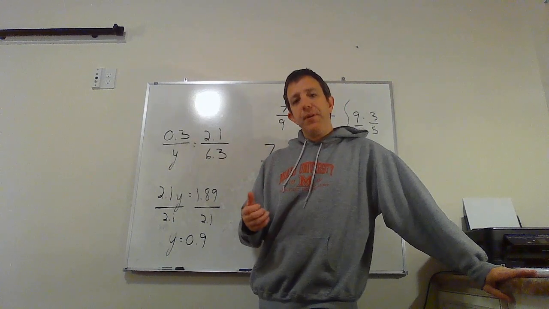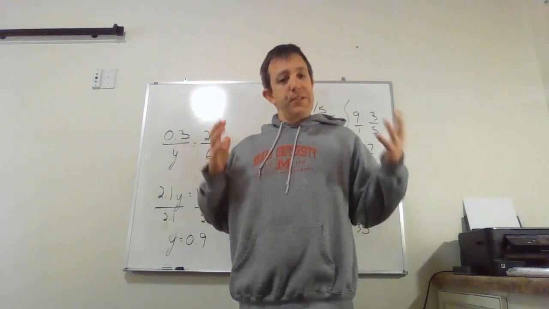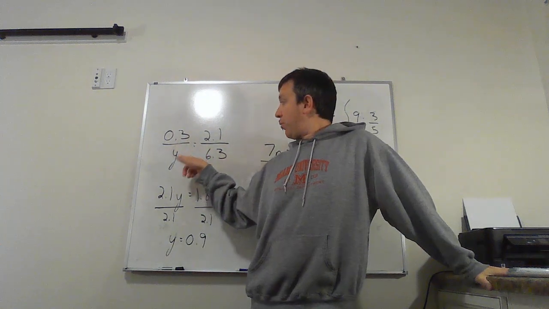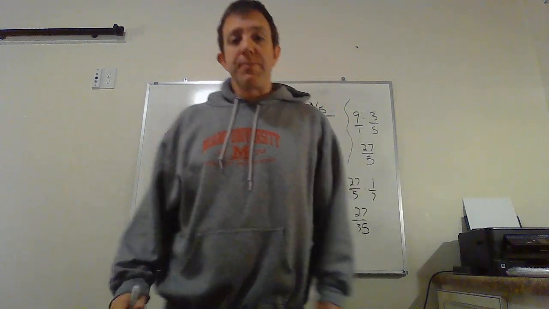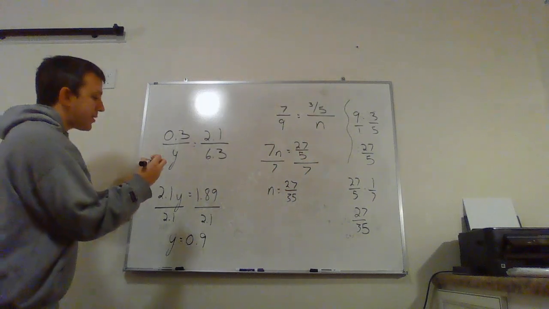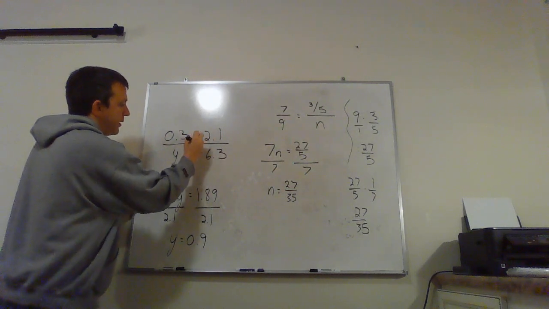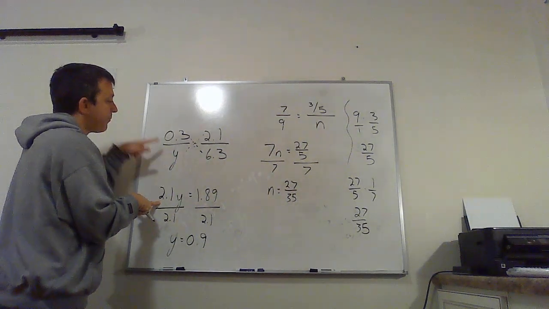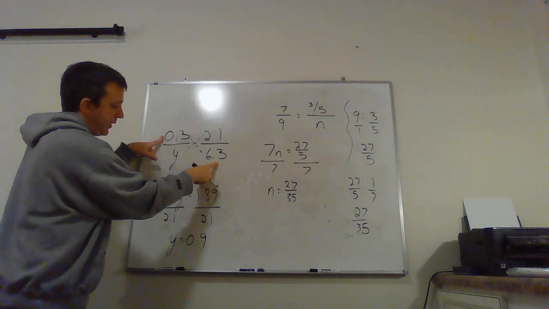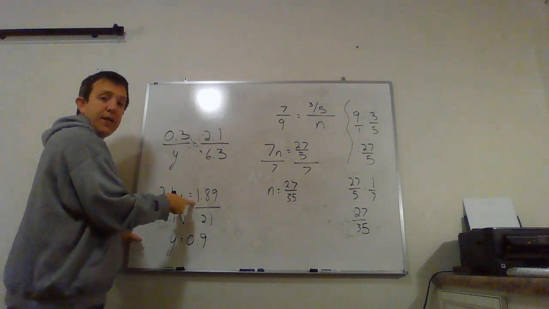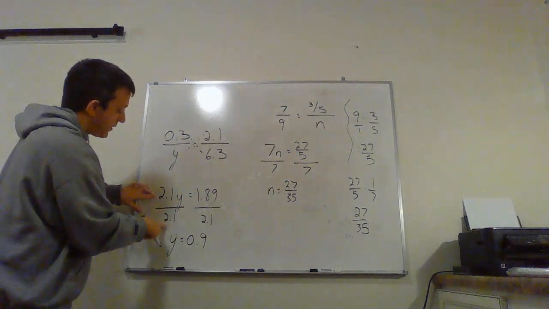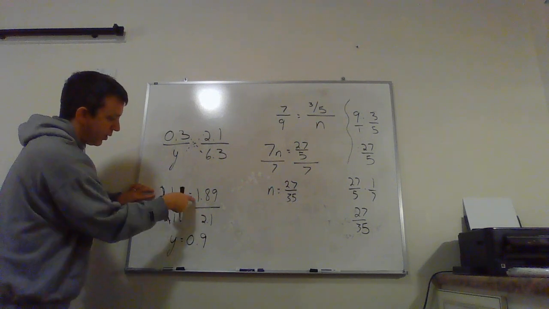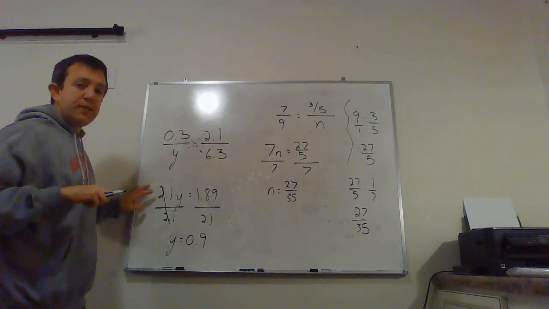All right, I have two more examples, one with decimals and one with some fractions, because we all need the practice. All right, so here's my first one. 0.3 over y is equal to 2.1 over 6.3. So I'm going to start the same way. I'm going to cross multiply. So y times 2.1 gives me the 2.1 times y. And 0.3 times 6.3, using my calculator, gives me 1.89. All that's left is to divide both sides by that 2.1 so that we can get the y by itself. 1.89 divided by 2.1 is 0.9.